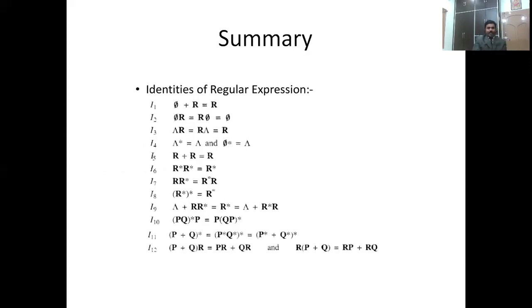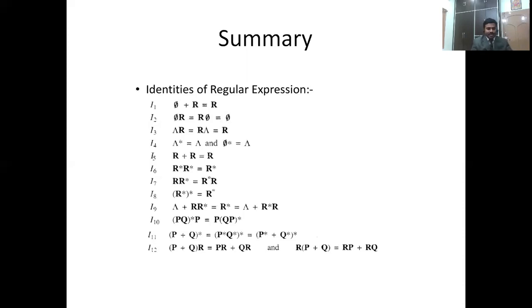To summarize the identities of regular expressions we discussed: phi plus R is R; union of the empty set with a regular expression gives the regular expression. Phi into R is phi. Epsilon into R is R because epsilon is an empty string. Epsilon star is epsilon, because whenever star is there, you'll get an epsilon. You add two identical regular expressions, you get the same regular expression. That's what the important law says.